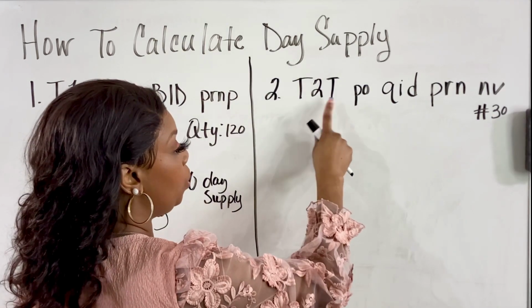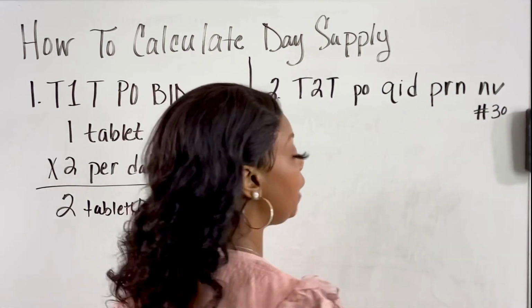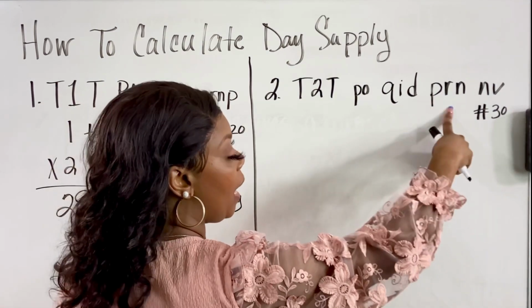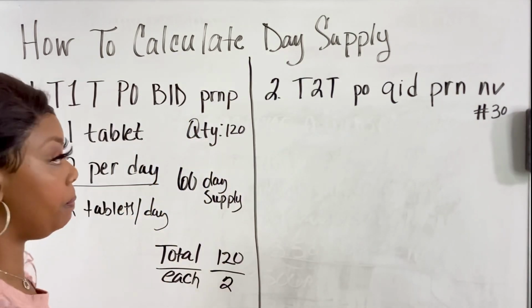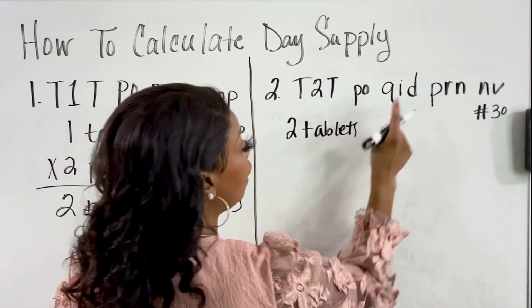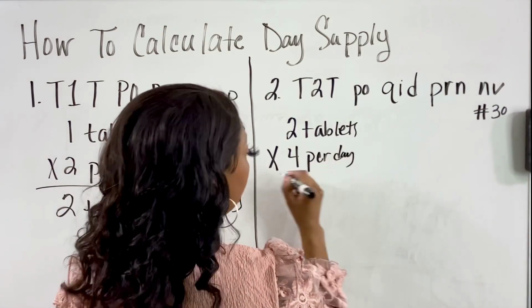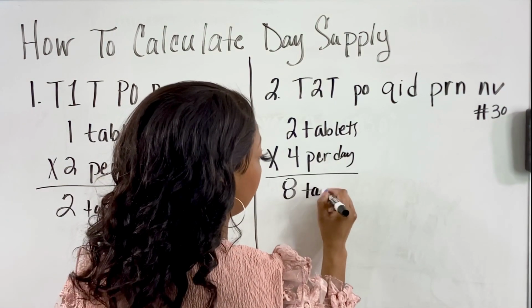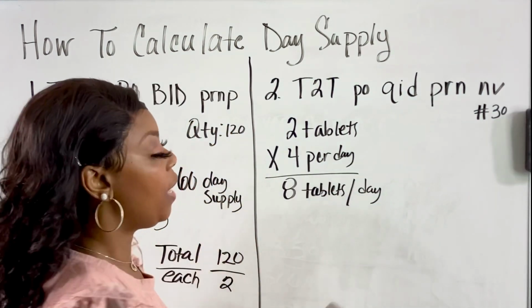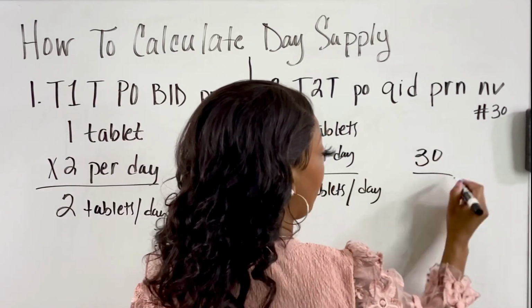This one says T2T PO QID PRN NV. Total amount of tablets is 30. Take 2 tablets by mouth 4 times a day as needed for nausea and vomiting. So we have 2 tablets by mouth 4 times a day, 4 times per day. That means that this patient is going to be taking 8 tablets per day. All right. And we have it for nausea and vomiting. And we have a total of 30 tablets.